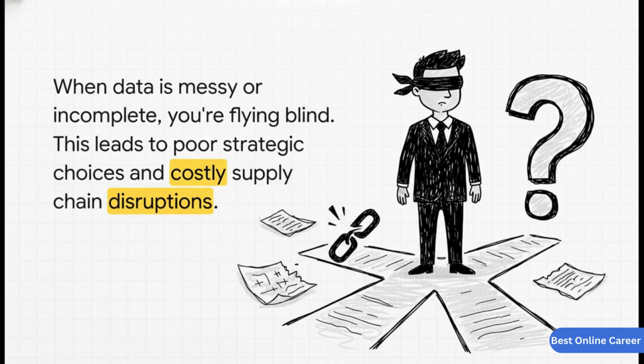And here's the real kicker. All of these problems pile up and lead to the biggest headache of all, making risky business decisions. When your data is a total mess, you're basically flying blind. This leads to costly supply chain disruptions and bad strategic moves, all because your leadership just doesn't have the clear info they need to steer the ship.